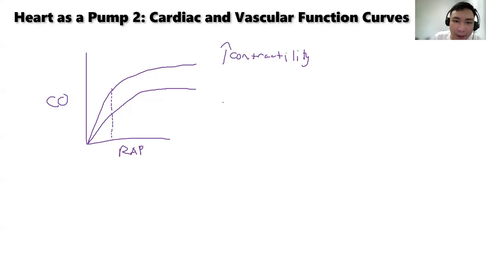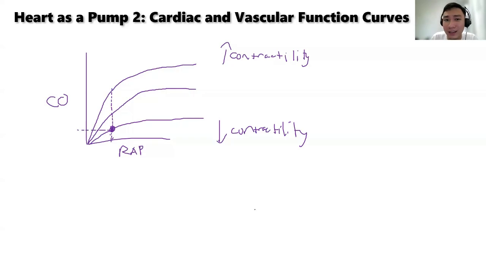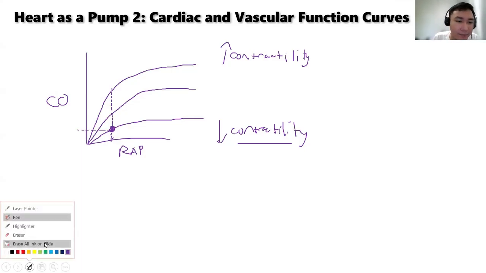And kapag decreased contractility, that would be a decrease in the slope of your cardiac function curve. So for a given right atrial pressure, hindi naman nagbago yung right atrial pressure mo, but your cardiac output is now lower. Ayan, lower na siya yung cardiac output mo kasi pinahina mo na yung force of contraction ng heart mo. This is siguro parasympathetic stimulation, low ECF calcium, or high ECF sodium. Diba? Or ischemia, myocardial infarction. So yan yung nagde-decrease ng contractility.